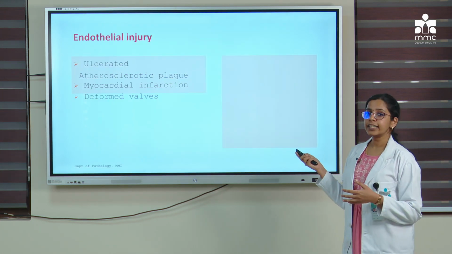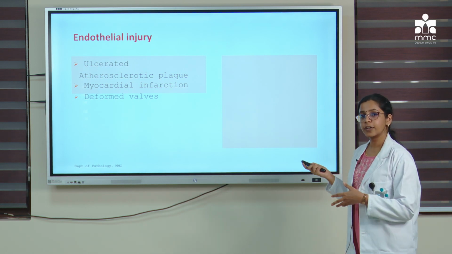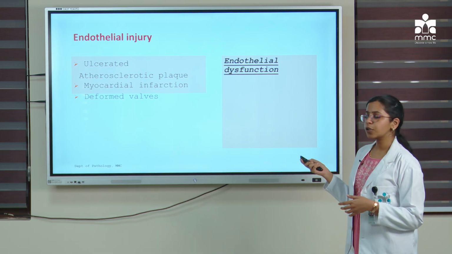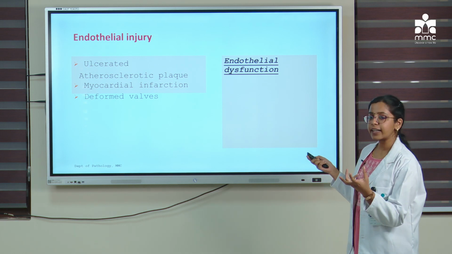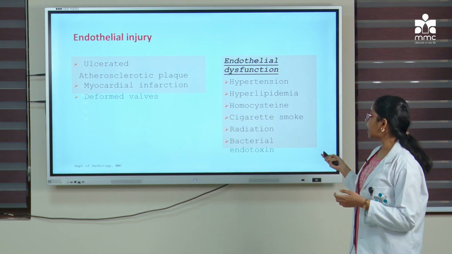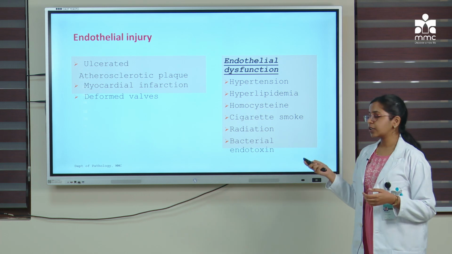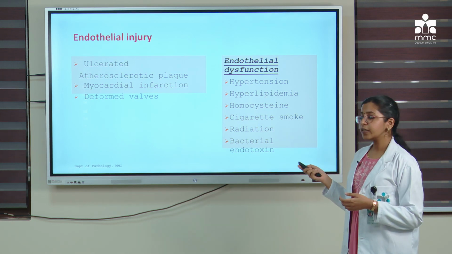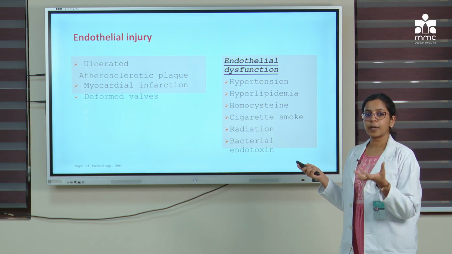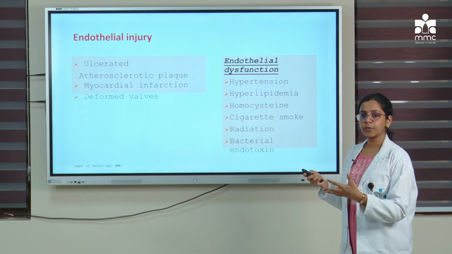The next one is endothelial injury. So if the blood vessel is having any ulceration or ulcerated atherosclerotic plaque, which is shown before, or myocardial infarction or deformed valves, these are different factors of endothelial injury. Similarly, we have various factors which are going to cause endothelial dysfunction, like hypertension, hyperlipidemia, homocysteine accumulation, cigarette smoking, radiation, bacterial endotoxins. All of these are going to cause endothelial injury, and we know that once there is an endothelial injury, it is going to expose the subendothelial collagen as well as tissue factor, stimulating the activation of the hemostatic mechanisms.